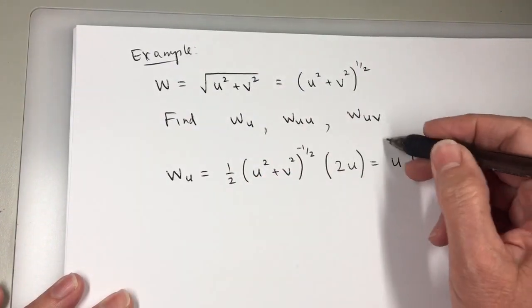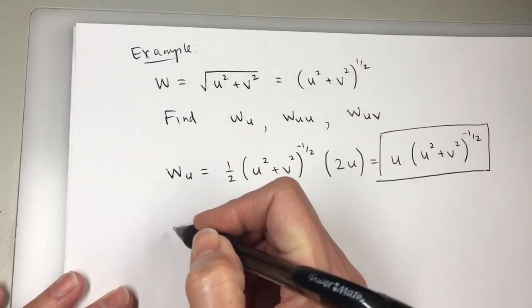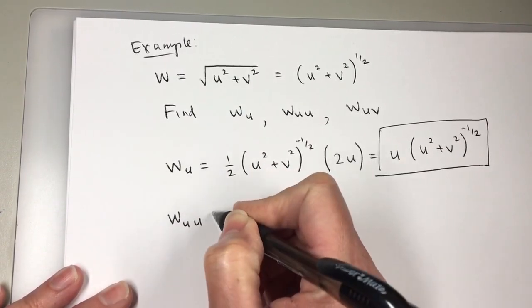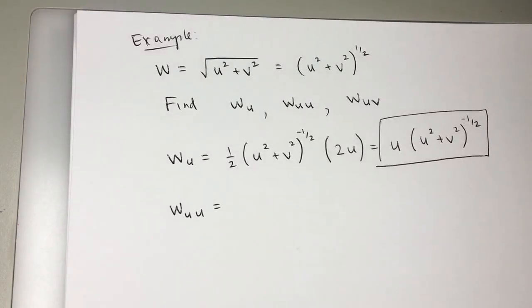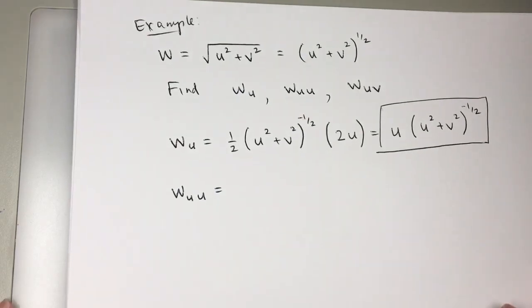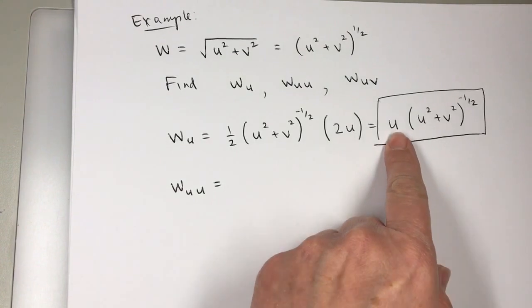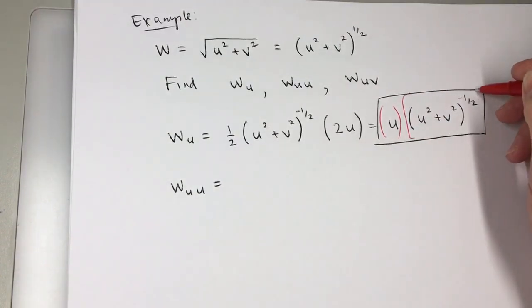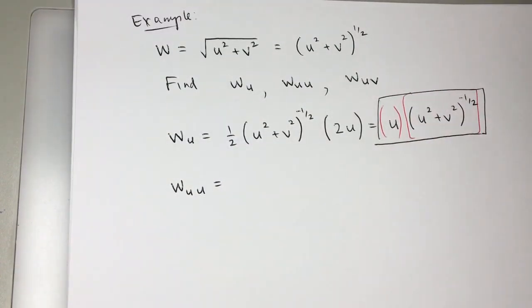The second part of this problem is to find the partial with respect to u and then u again. What rule do I need? I need the product rule. So this is why these problems sometimes can get a little out the box crazy. See, I have u times this expression that also has u. So we'll do the product rule.